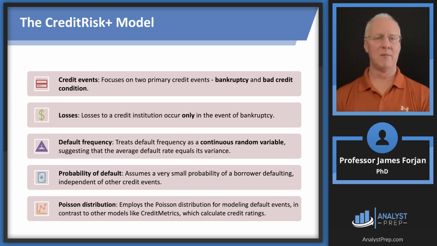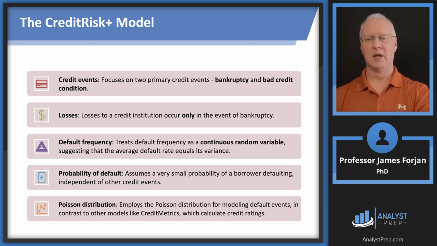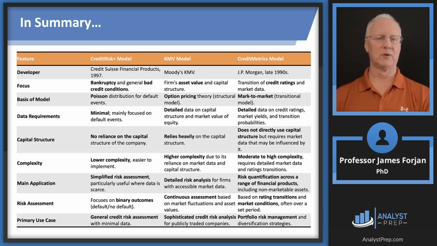They don't really talk much about what that means, but it's probably a little bit more appropriate for default events than normal distribution or any other kind of distribution. So remember Poisson and the plus sign. If you can equate those two, you can probably answer a question on the exam.